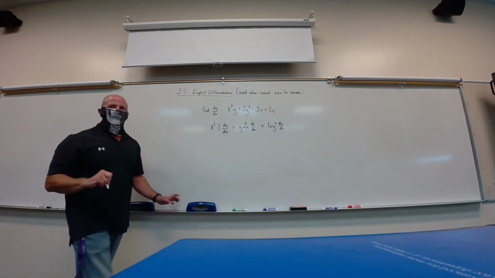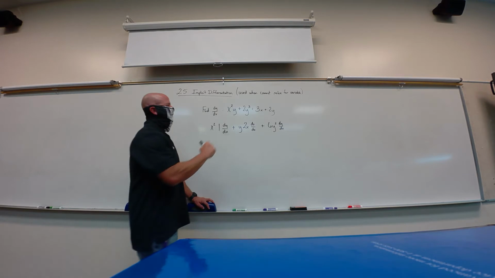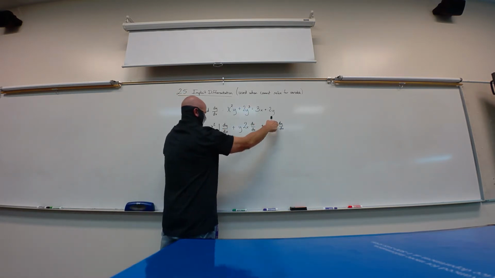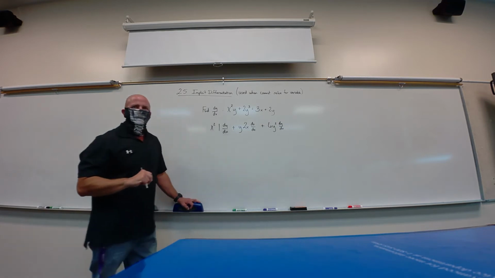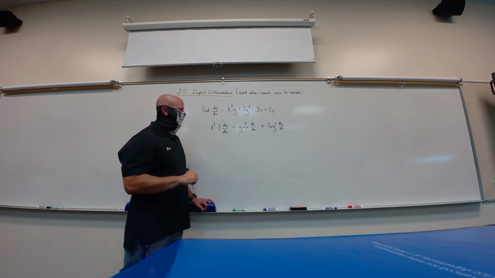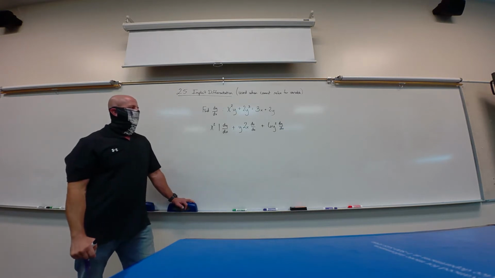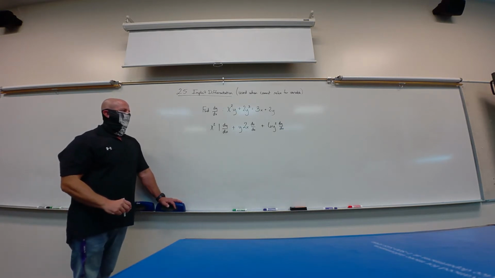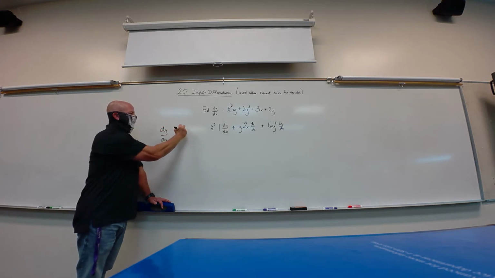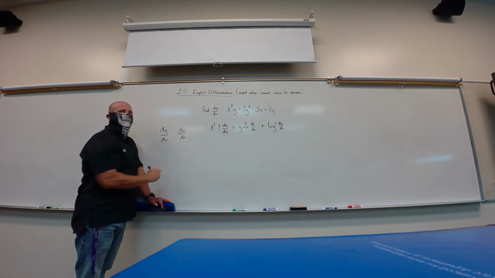So 3 came down. 3 times 2 is 6. y squared, derivative of the inside, dy/dx. Wait, so what's the difference between dy/dx and dx/dx? Why are those different things? Well, this is the derivative of y with respect to x, and this is the derivative of x with respect to x.